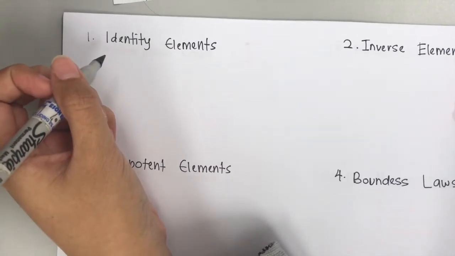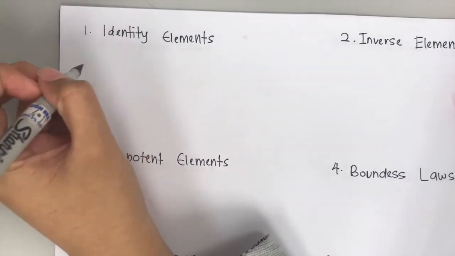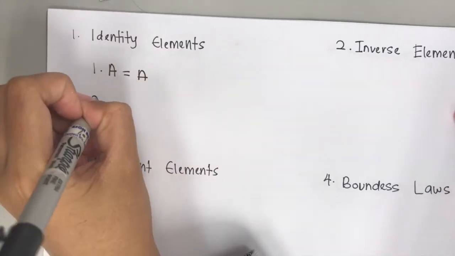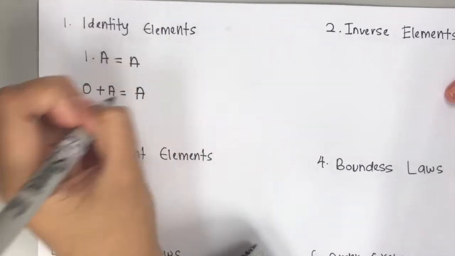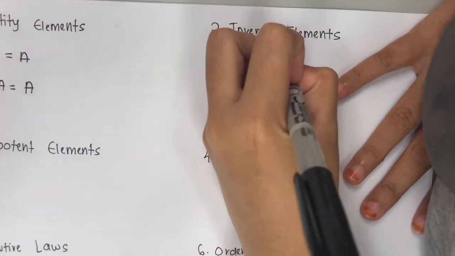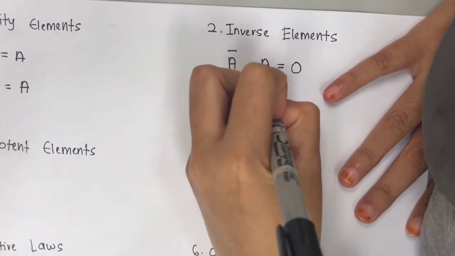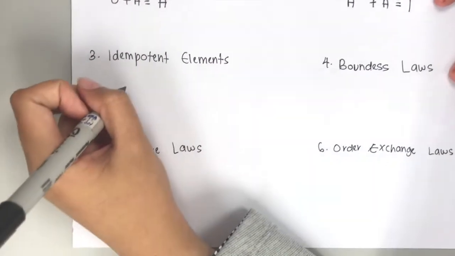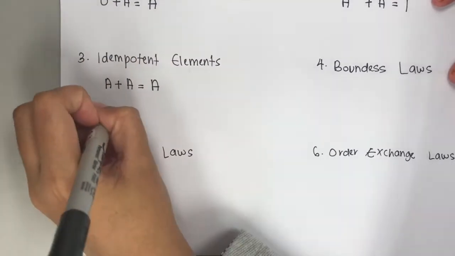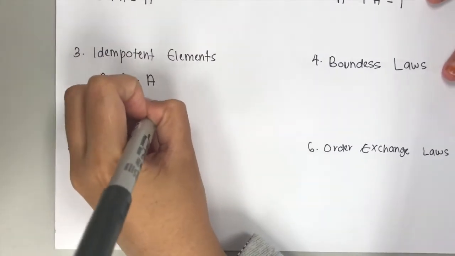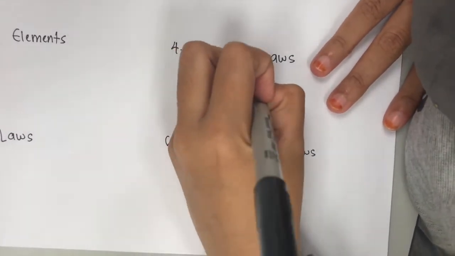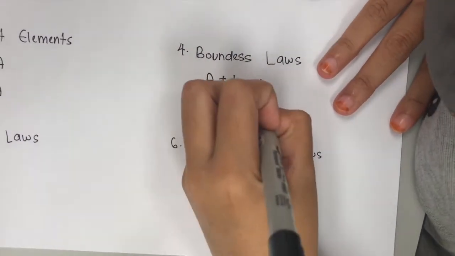Next, there are 10 basic theorems of Boolean algebra that you have to know. The first one is identity elements. It can be written as 1 dot a equals to a or 0 plus a equals to a. The second one is inverse element, which can be written as a naught dot a equals to 0 or a naught plus a equals to 1. The third one is idempotent elements, which can be written as a plus a equals to a or a dot a equals to a. The fourth one is boundless law, which can be written as a plus 1 equals to 1 or a dot 0 equals to 0.